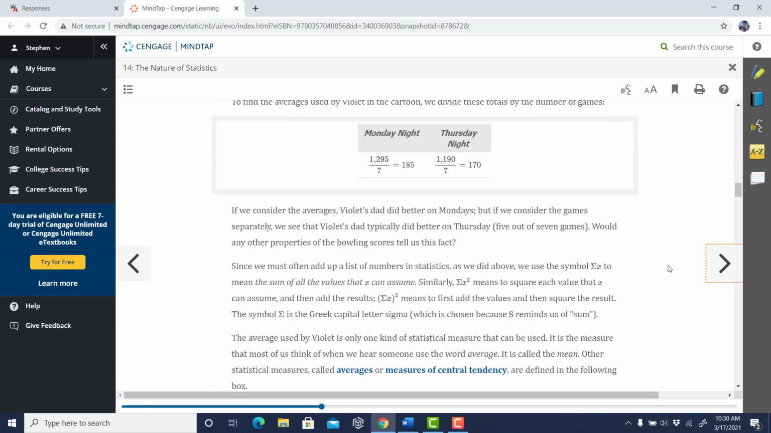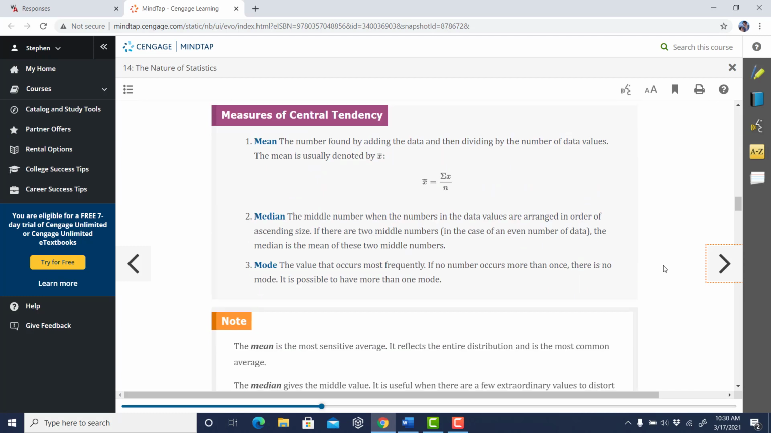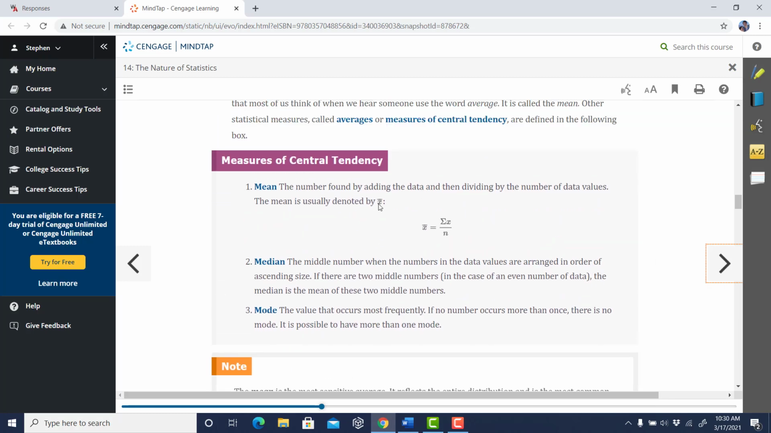This whole section goes over these measures of central tendency, but it's all summarized right here. So this is what we'll refer to as we work out this problem. First of all, the mean. The mean is the number that is found by adding the data and then dividing by the number of data values. We usually use the symbol x-bar, an x with a bar over the top, to denote the mean. If I apply that to my problem, it means we add up the numbers and we divide by the number of numbers.